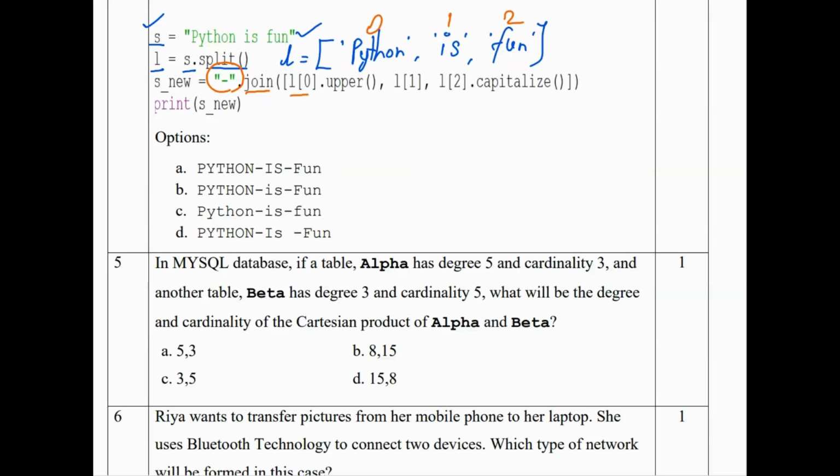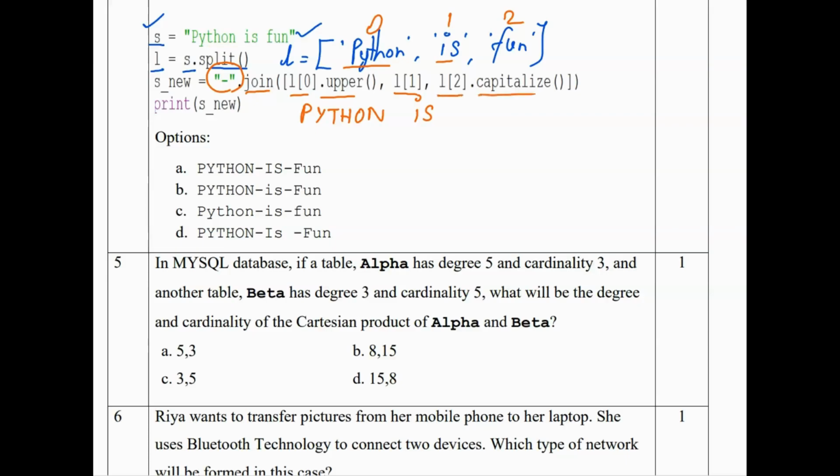L of 0 dot upper. This upper function will make the small letters into capital letters, right? L of 0 is Python. So now we are going to convert this Python into capital letters, PYTHON. Next is L of 1. You should write it as it is because they have not given any functions under that.